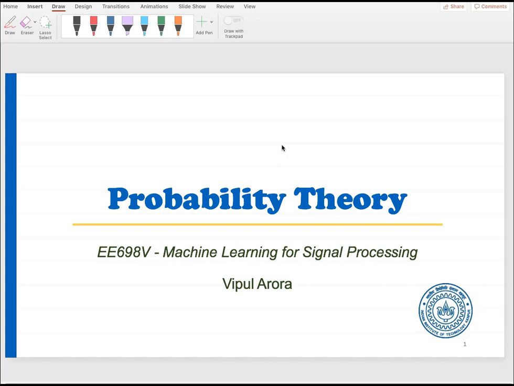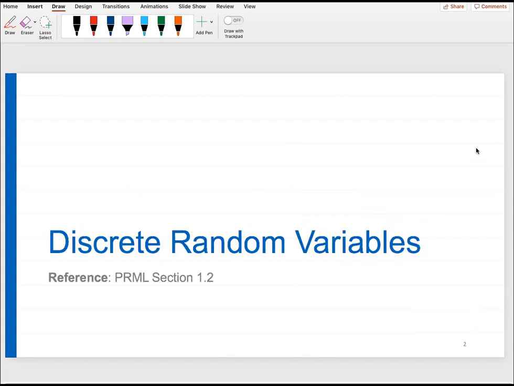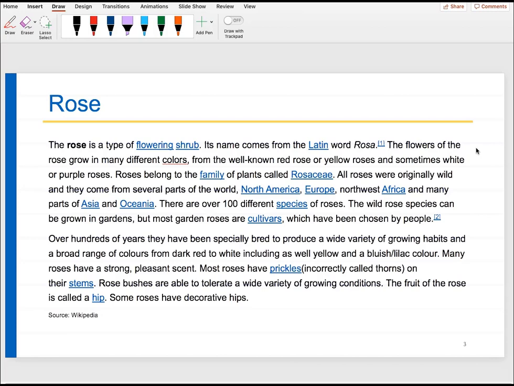So let's start from the basics. Discrete random variables. For today's whole discussion, a good reference material is Bishop's book, PRML, section 1.2. Okay, so let's start with some example.